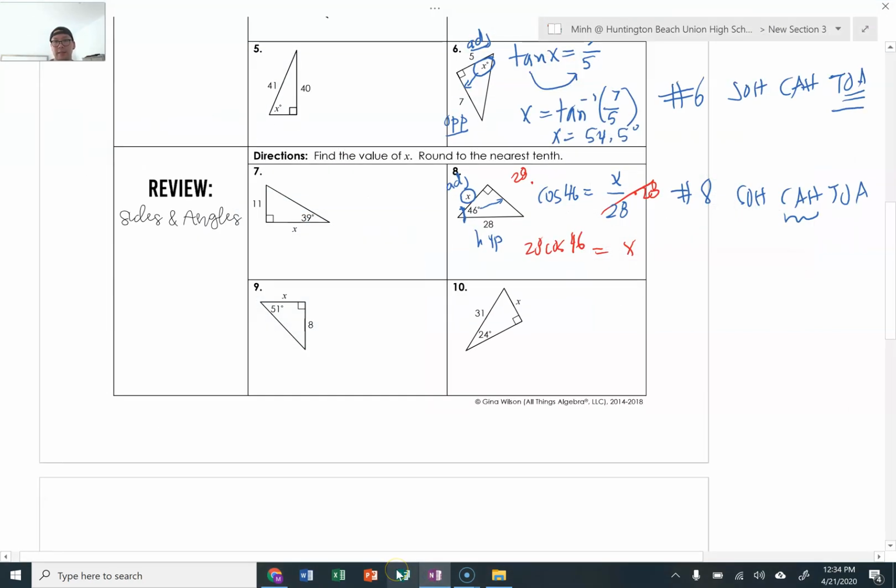So this is going to be 19.5 is equal to x. And we don't need to write the degree symbol since it is solving for a missing side.